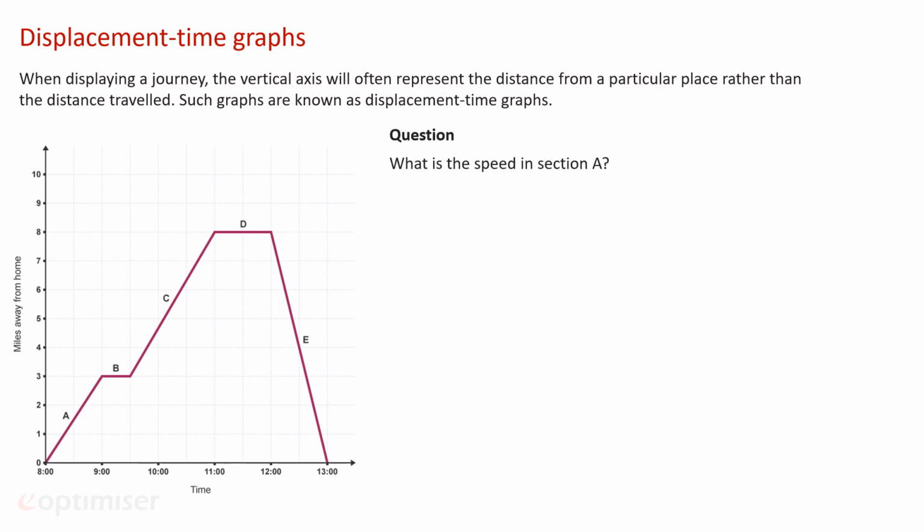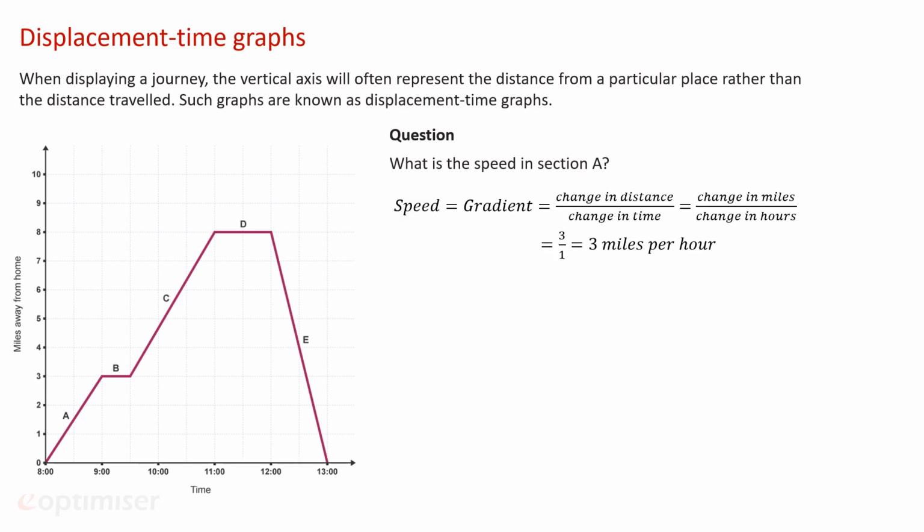So they may ask, what is the speed in section A? You can find the y change and the x change. That is the speed, the change in y over change in x, which is the gradient. During A, you go away 3 miles within 1 hour. From 8 to 9 you travel around 3 miles. So the speed is 3 miles per hour.